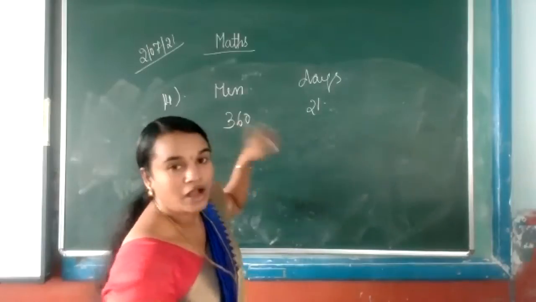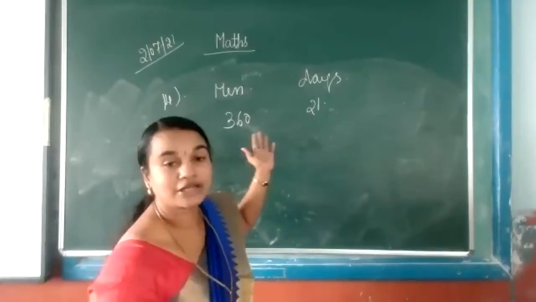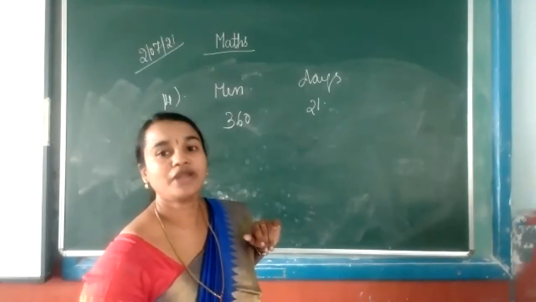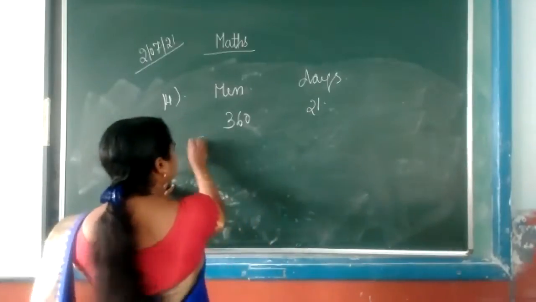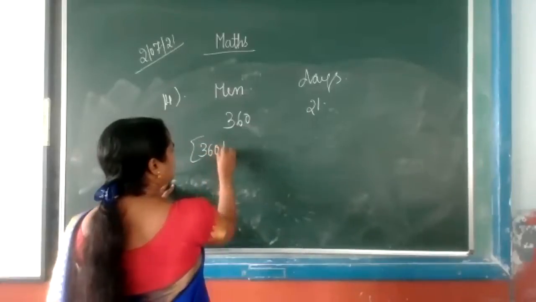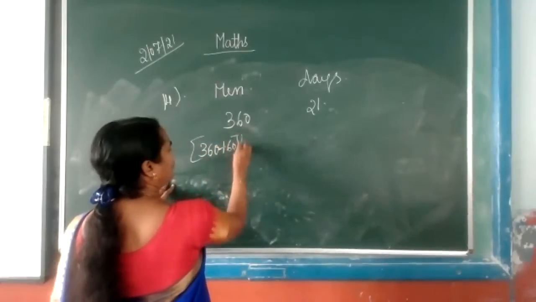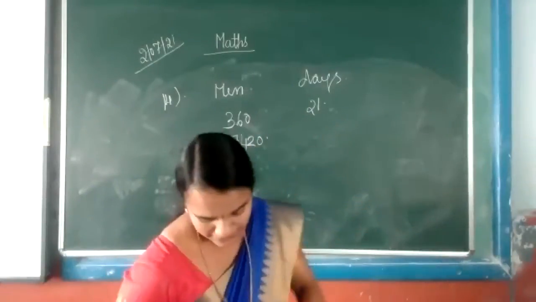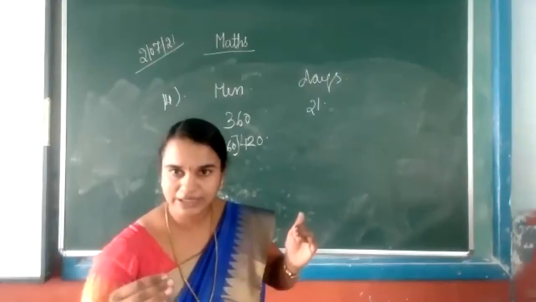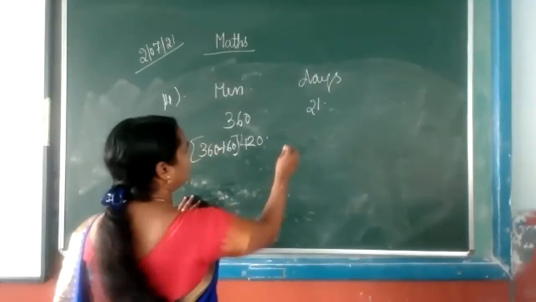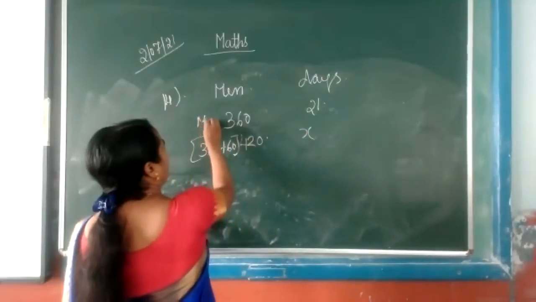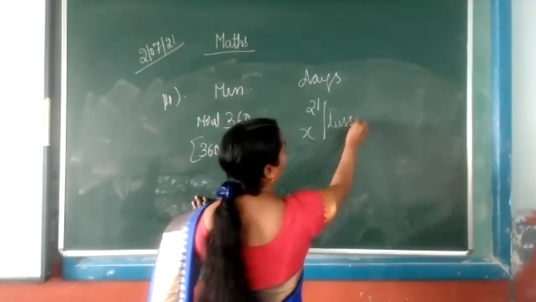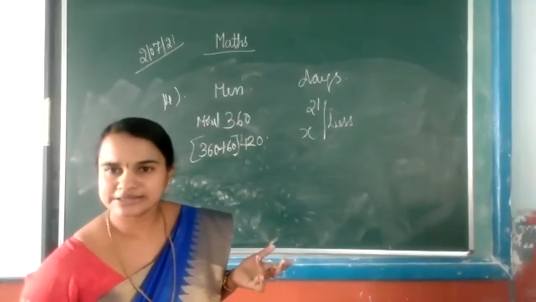So here, how many new men have joined? 60. That means we have to add it: 360 plus 60, that means 420. So when the number of men increases, the days the provisions last will decrease. So here we get more, and this part we get less. Now more and less, which variable is this?